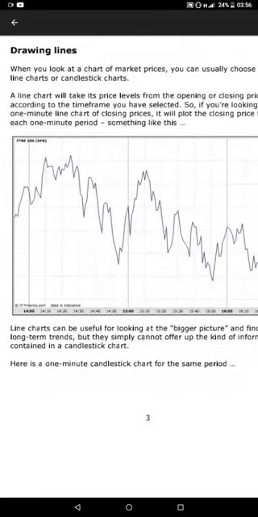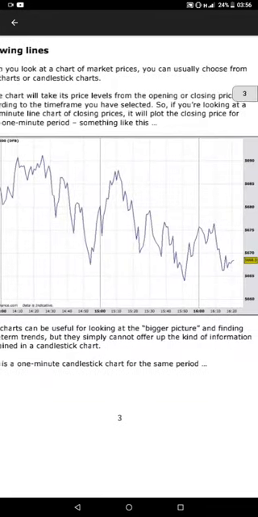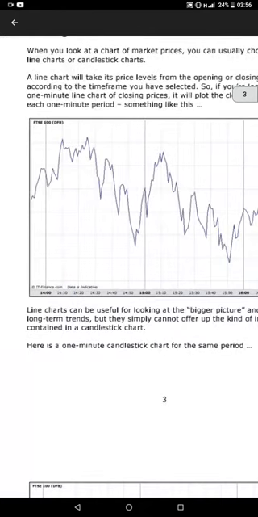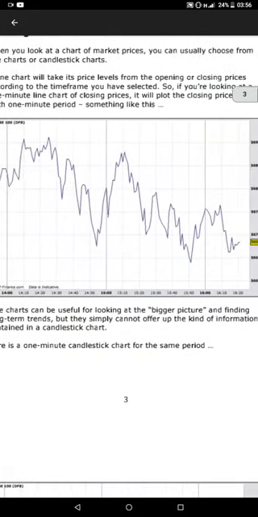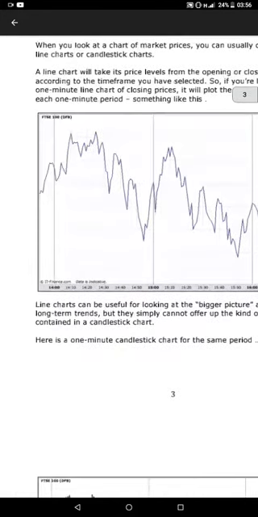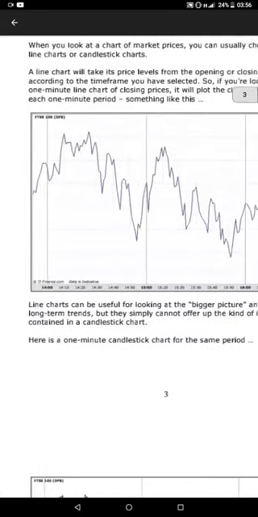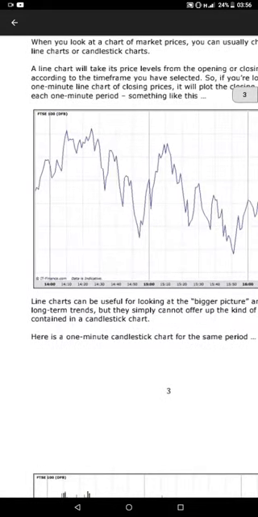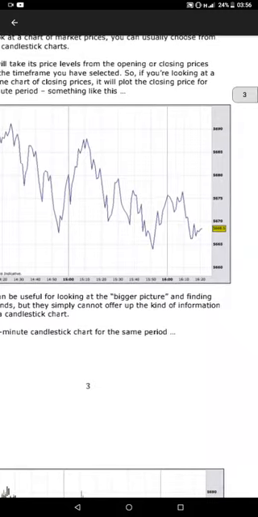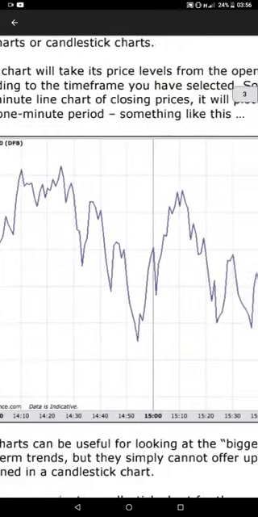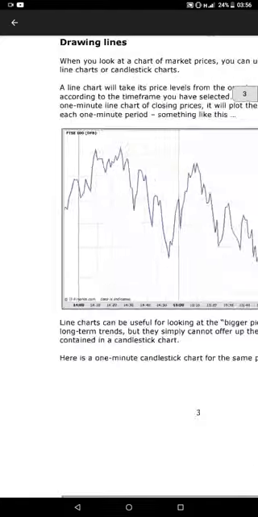Okay, guys, here we have drawing lines. When you look at the chart of a market price, you can usually choose from a line chart or a candlestick chart. A line chart will take its price levels from the opening or closing price according to the time frame that you have selected, guys. So if you are looking at a 1 minute line chart of closing price, it will plot the closing price for each 1 minute period. Guys, we have something like this. As you can see, this is a line chart, guys. Okay, let's proceed.